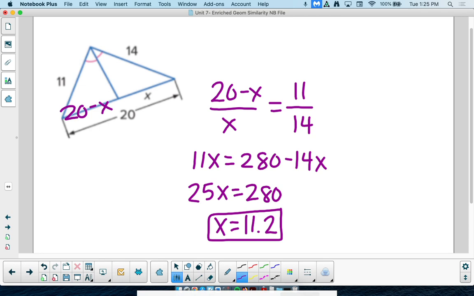I got 11. You got 11.2? I did 29 x over x and 11 over 14. Oh, I messed up the numbers. Why is it not erased? Oh, 35. No, that's okay. I was so confident in that answer. A lot of room for errors in this, you know?